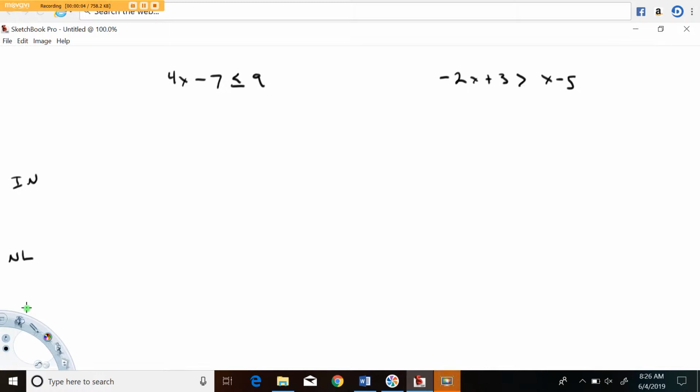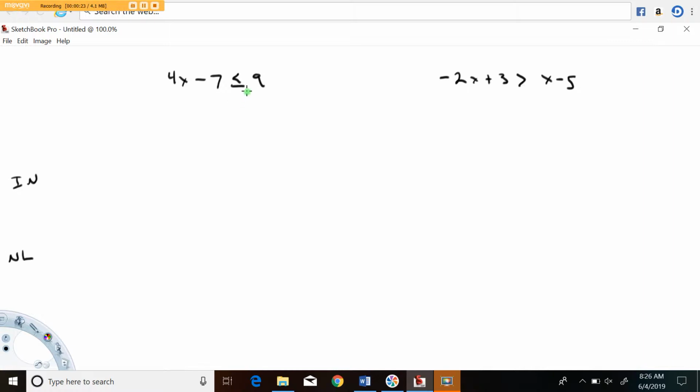I'm making this video to provide some examples of how to solve equations that have inequalities. We're going to take a look at the following inequalities, this one and this one. We're going to solve them and express our answer in both interval notation and graphically on a number line.